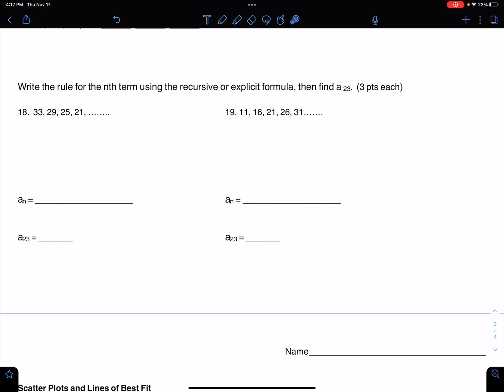Okay, based on a formula. The recursive or explicit formula is what we taught you in class. So the first one that we taught you is this. We said a sub n equals d times n minus 1 plus a1. That's the one that we taught you. Okay, we'll give you another option in class. But here's how you do it.